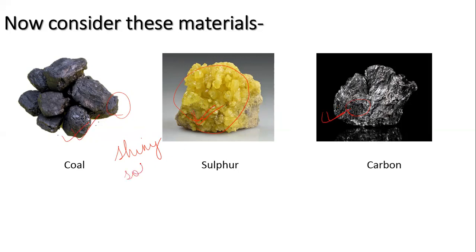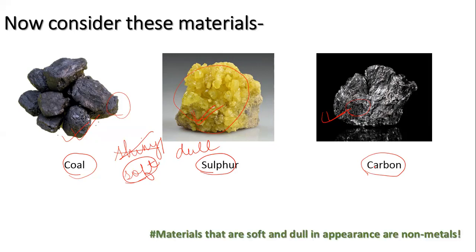So we find it is very opposite to the metals that we discussed earlier. It is very soft and not at all shiny. It's very dull in appearance. We know that coal is a non-metal, sulfur is a non-metal, and carbon is a non-metal. What we find common in all these three non-metals is that they are very dull in appearance as well as very soft. What we conclude for non-metals is that materials that are soft and dull in appearance are non-metals.